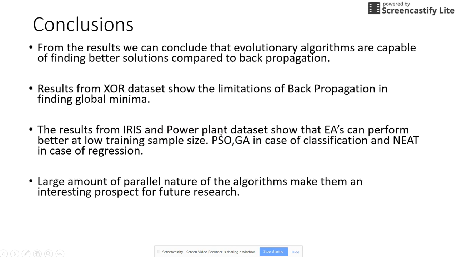So the conclusion is that evolutionary algorithms are capable of finding better solutions compared to backpropagation. The results from XOR show the limitations of backpropagation, particularly in finding global minima, whereas the results from the Iris and power plant datasets show that evolutionary algorithms can perform particularly well at low training data sample sizes. So this actually works better for one-shot learning or few-shot learning cases. In the case of classification, PSO and GA performed well, whereas in the case of regression, NEAT performed well.